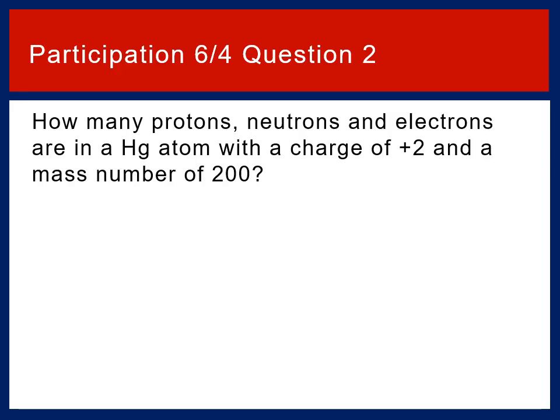Participation 6.4, question 2. How many protons, neutrons, and electrons are in an Hg atom with a charge of +2 and a mass number of 200? This is the second question on participation 6.4, due Thursday, June 4th at 11:59 p.m. over on Blackboard. Link to the assignment is right below the links to these videos. Again, how many protons, neutrons, and electrons are in an Hg atom with a charge of +2 and a mass number of 200? Once again, periodic table in the additional resources folder at the bottom of the module might be useful in answering this question.